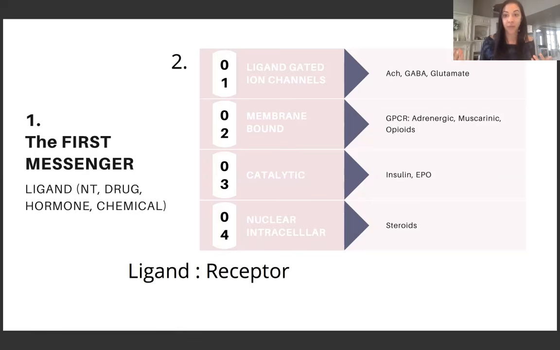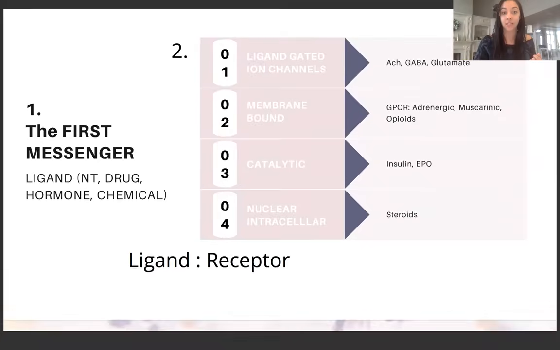Catalytic is another way. Insulin, erythropoietin, that's how they communicate. Catalytic receptors have to do with kinases, adding phosphates, stuff like that. And then you have your nuclear intracellular receptors, which is how steroids communicate, and that has to do with transcription to the nucleus, okay? So that's the big umbrella picture of that initial step: when you inject a drug or the body's doing something, the ligand has to bind to a receptor, and these are some of the ways that it gets its communication across.